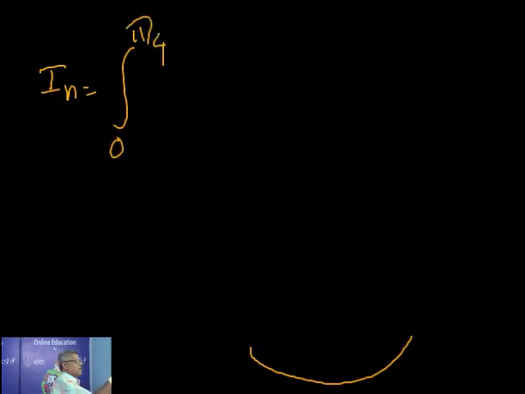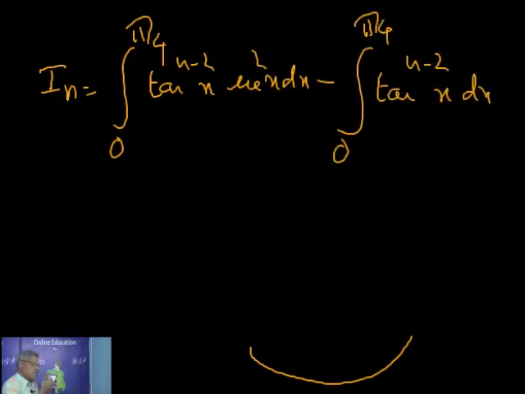So therefore, we are getting I n equal to integral 0 to pi by 4 tan x power n minus 2 secant square x dx, one integral, minus integral 0 to pi by 4 tan x power n minus 2 dx. Now here I n is tan x power n. Therefore tan x power n minus 2 is I n minus 2.